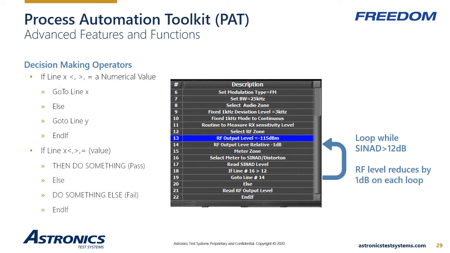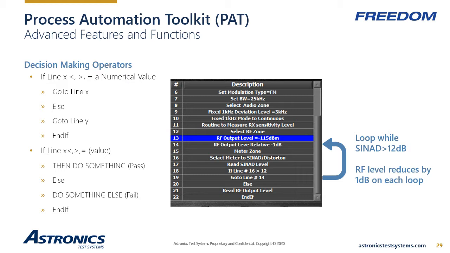Another advanced feature of PAT are decision-making operators that allow us to make logical decisions within the script: go to line, else, go to line, end. If line x is greater than, less than, or equal to a value, then do something like pass, or else you do something else like fail, and you end the loop by end if.